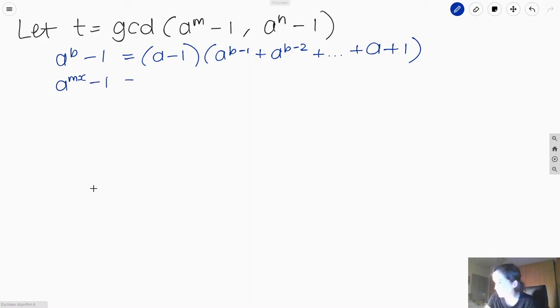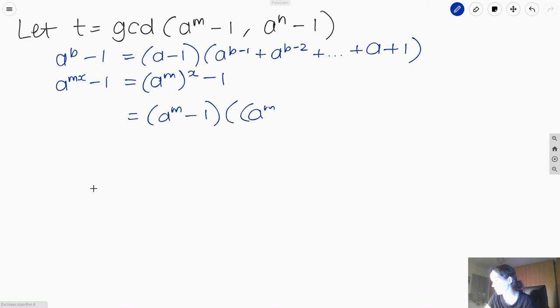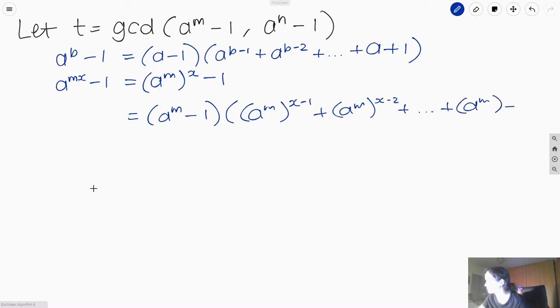So this is going to be (a^m minus 1) times (a^(m(x-1)) plus a^(m(x-2)) plus ... plus a^m plus 1). So we do this again, but now we do it for a^(mx) minus 1.